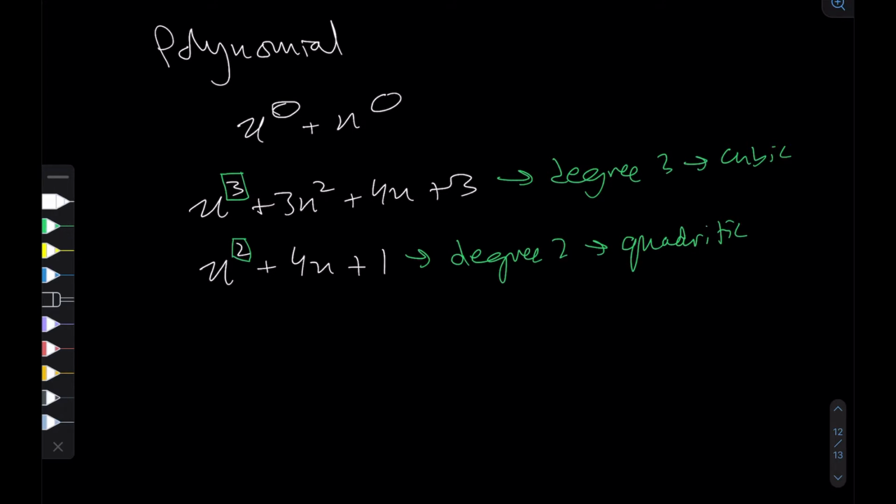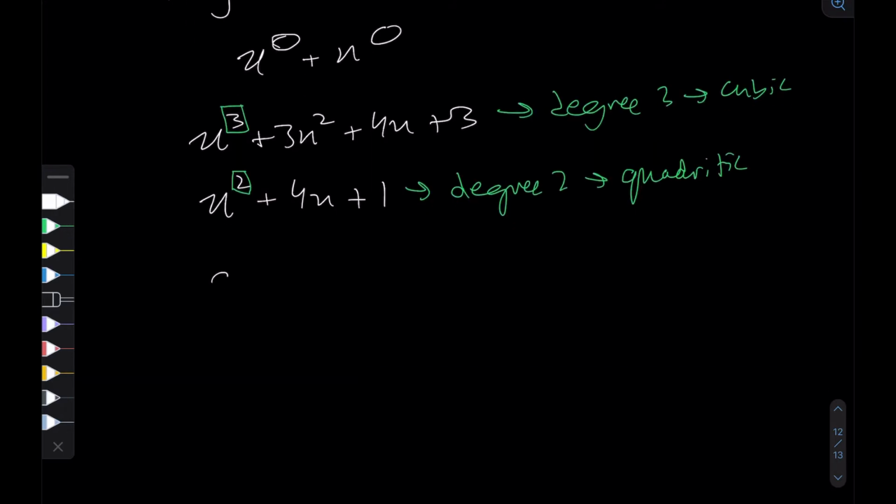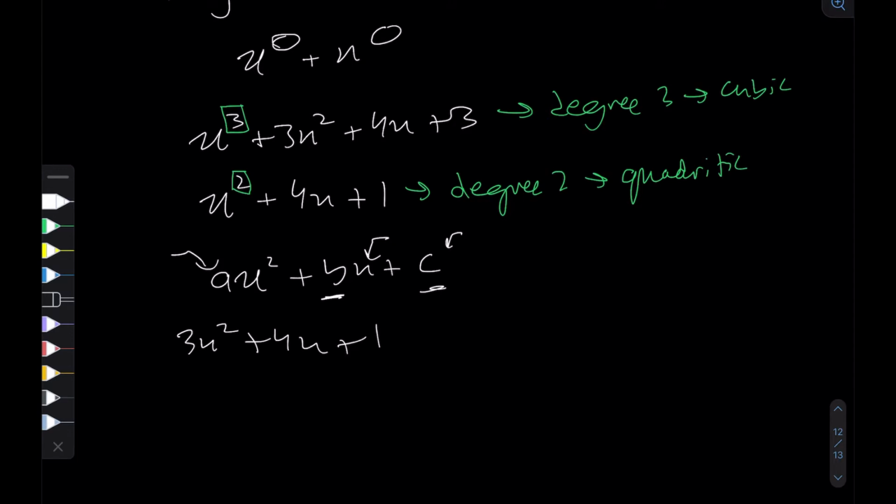And so a quadratic is anything that is in the general form of ax squared plus bx plus c, right? So in this, b can be 0, c can also be 0, but a cannot be 0, because if a is 0, then the highest power is either this or this. So to give you an example, 3x squared plus 4x plus 1, this is a quadratic.